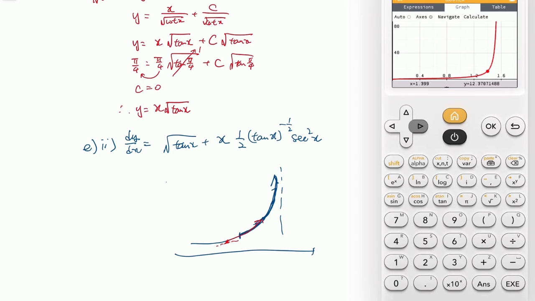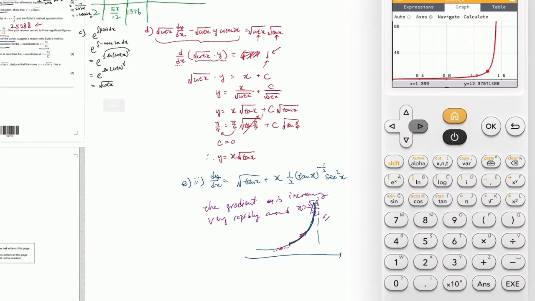So we don't even need the value. It's because 5 pi over 12 is close to, we just say the gradient is increasing very rapidly around x being 5 pi over 12. That's probably my best answer.